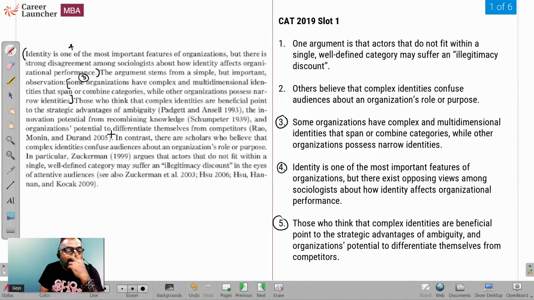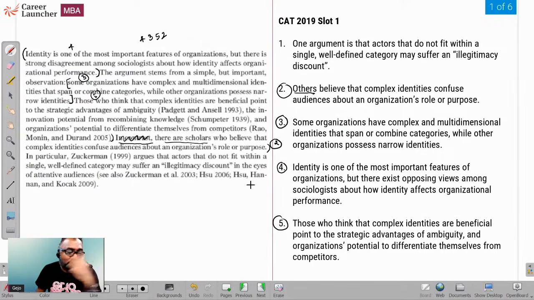So here, till sentence number 5, and of course, as always, this "in contrast" is all ditched. There are scholars who believe, so the question setter decided to put it as "other scholars who believe" the complexity is confusing in its purpose. That is sentence number 2. So the order therefore is 4, 3, 5, and 2, something that we identify.